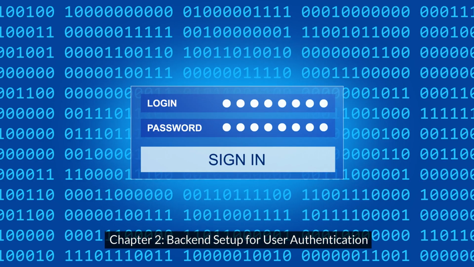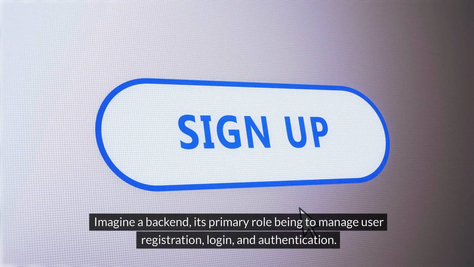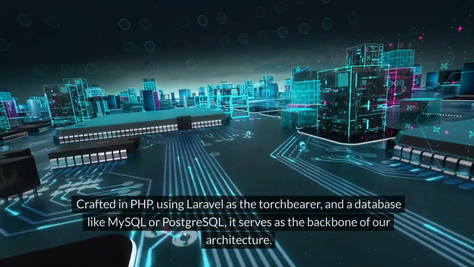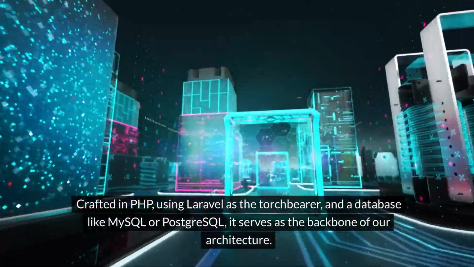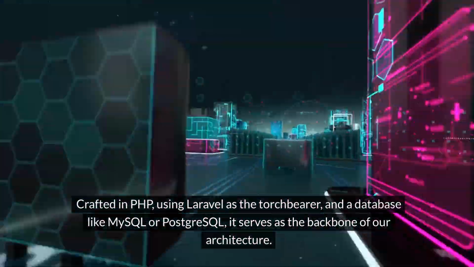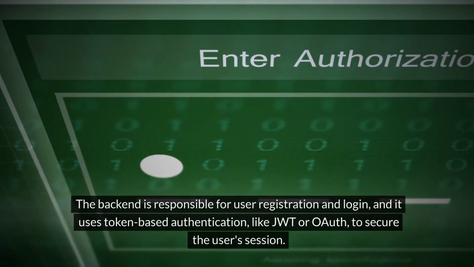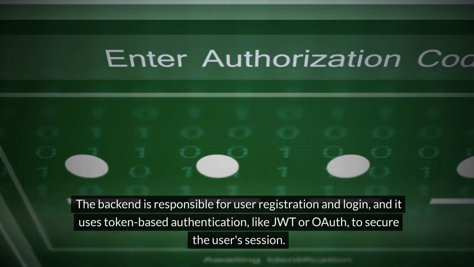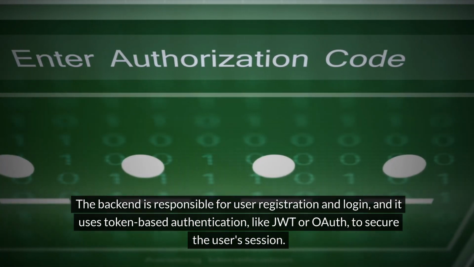Chapter 2: Backend Setup for User Authentication. Imagine a backend, its primary role being to manage user registration, login, and authentication. Crafted in PHP, using Laravel as the torchbearer, and a database like MySQL or PostgreSQL, it serves as the backbone of our architecture. The backend is responsible for user registration and login, and it uses token-based authentication, like JWT or OAuth, to secure the user's session.